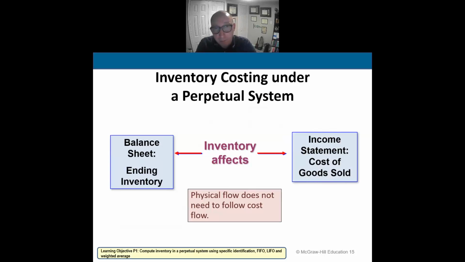Now, we use our perpetual inventory system, which means we continuously update it as we're selling through. The effect on the inventory is that the ending inventory changes based off of what's being sold and when. And we update our cost of goods sold as we're selling. It's what the perpetual inventory system does for us. The physical flow doesn't always follow the cost flow, but it's usually pretty similar.